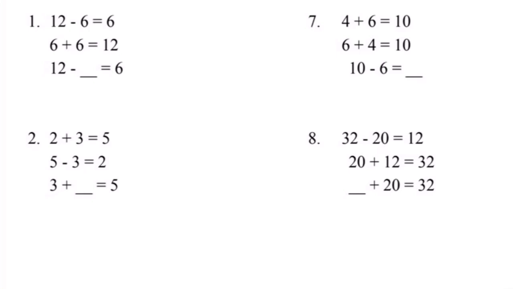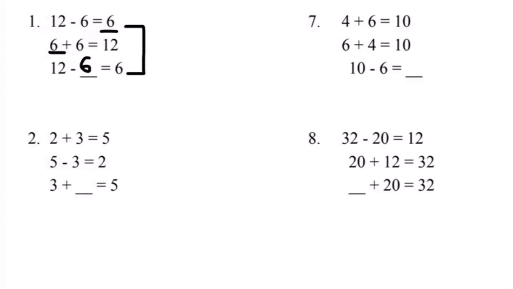Number 1 provides us with two equations. 12 minus 6 equals 6. 6 plus 6 equals 12. And then it gives us a final equation, 12 minus what equals 6. Well, we know that 12 minus 6 equals 6 and 6 plus 6 equals 12. So that only means 12 minus 6 equals 6 because these three equations are all interrelated.